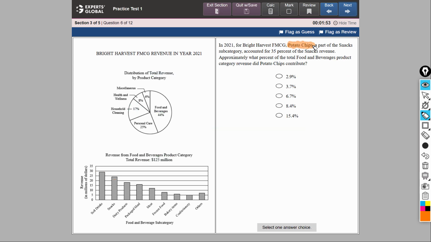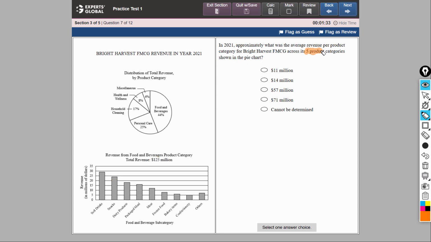Potato chips accounted for 35% of the snacks revenue. The complete snacks revenue is $24 million, 35% of which is potato chips. So 35% of $24 million is $8.4 million. Now, the complete food and beverages revenue we know is $125 million. So 8.4 as a percentage of 125 is the required answer, which is approximately 6.7%.